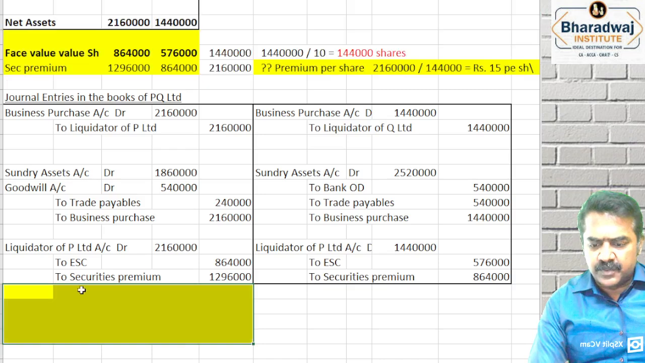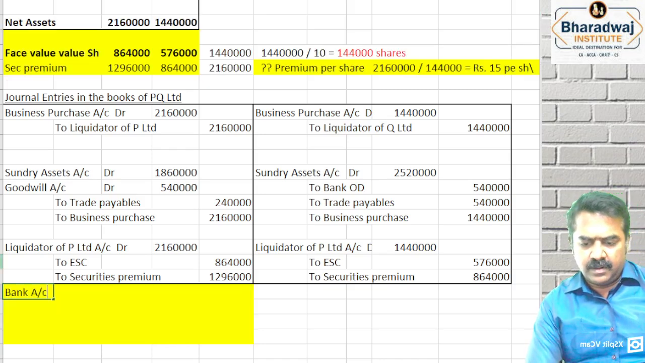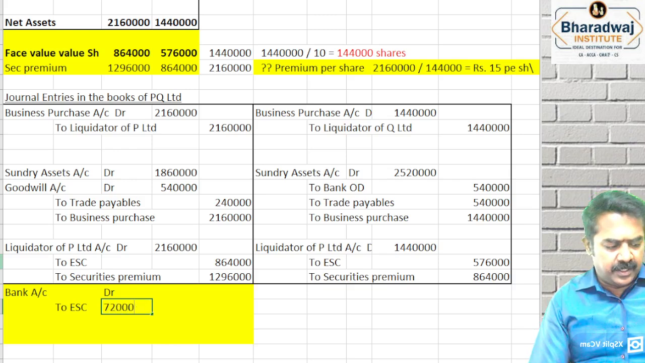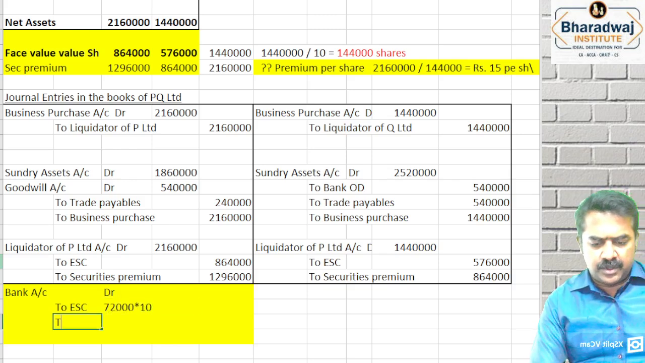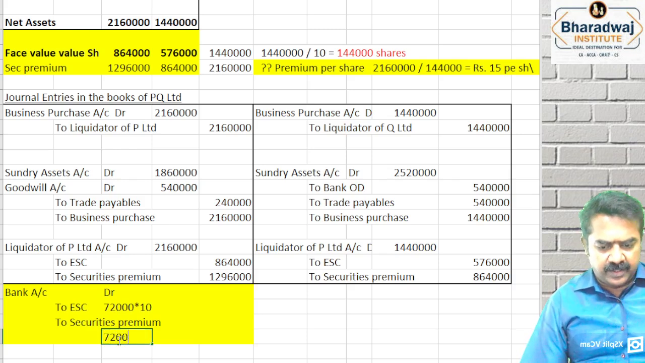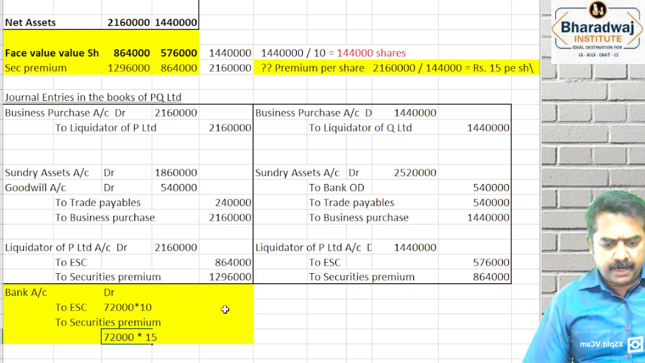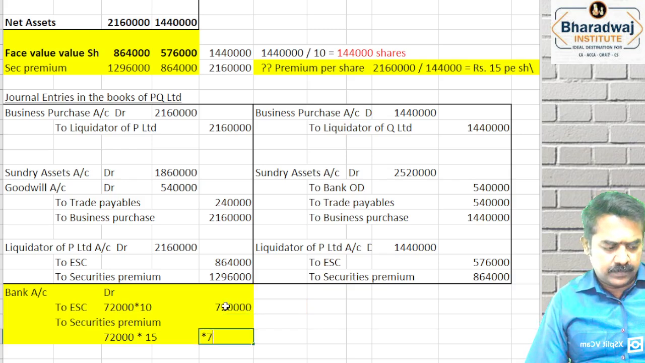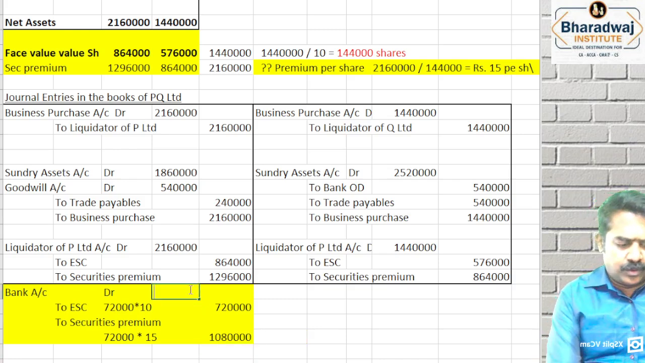What is the entry you will pass for that? Bank account debit to equity share capital. How many shares are issued? 72,000 into 10 face value, to securities premium. This will be 72,000 into 15, 10 lakh 80,000. Total money we collect.